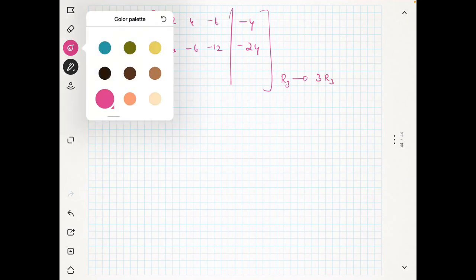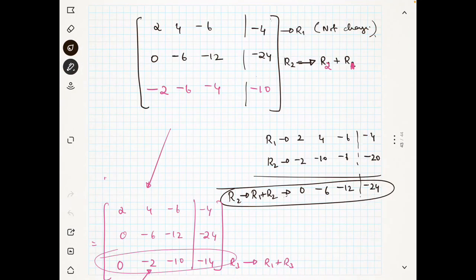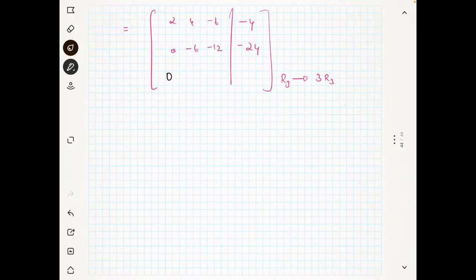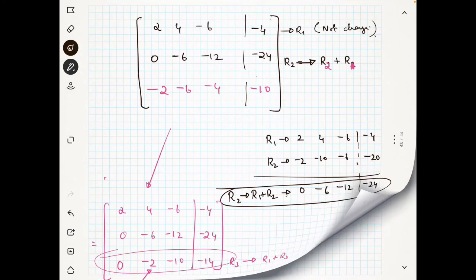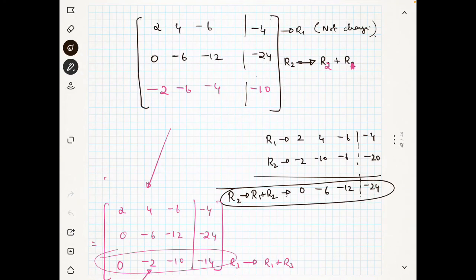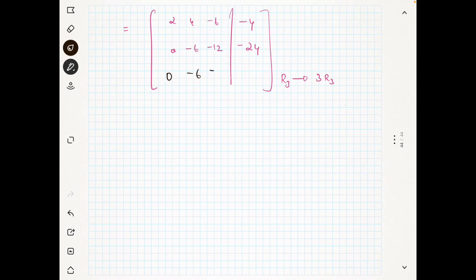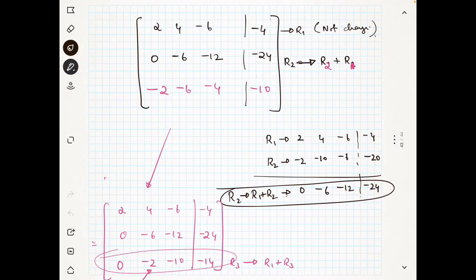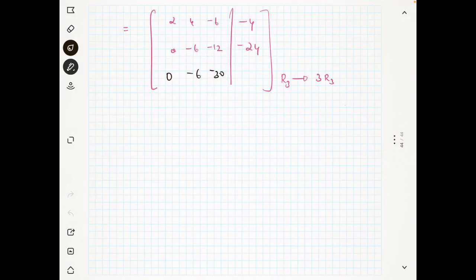If I multiply this, 3 into 0 becomes 0, 3 into minus 2 becomes minus 6, and 3 into this becomes minus 30, and this becomes minus 42. But if I multiply with minus 3, what will it become? This becomes 0, and this becomes plus, and this becomes plus, and this becomes plus. So now I am going to multiply with minus 3.